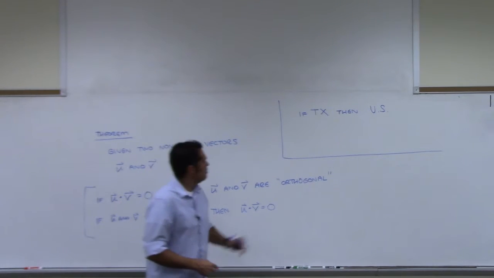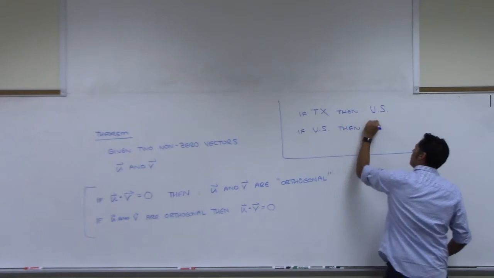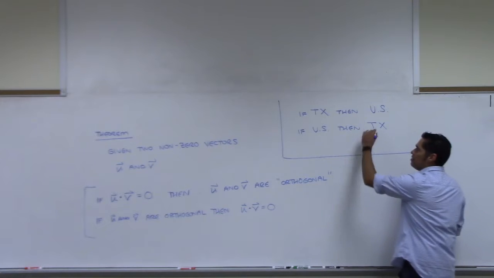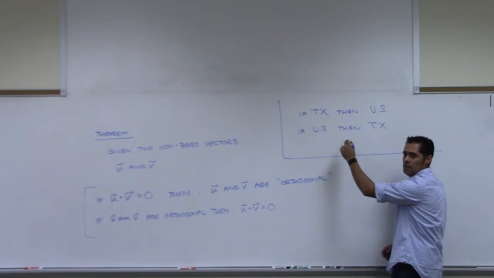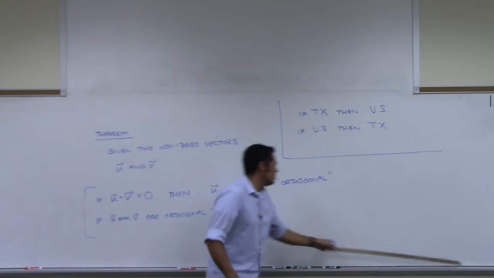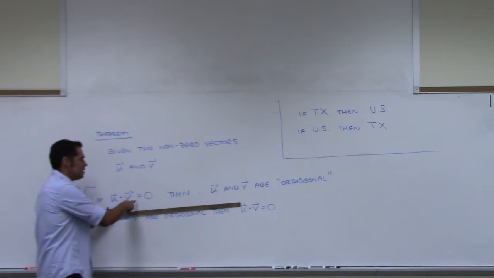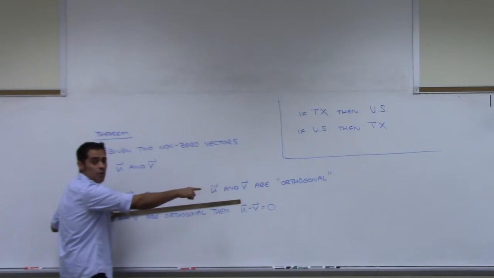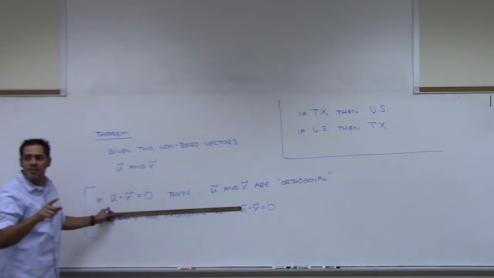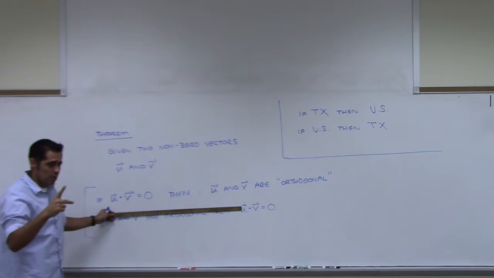Does it work the other way around? If I'm a U.S. citizen, then does that mean I'm standing in Texas? It does not, right? These two things do not mean the same thing. So if I were to come up here and just write this first one, that means that if I take two vectors and dot product them, that means they're orthogonal. Guaranteed. What this up here does not say is that if I take two orthogonal vectors, that their dot product has to be 0.